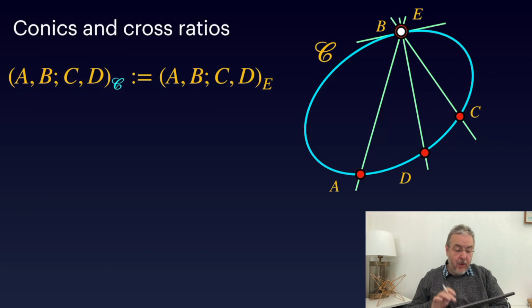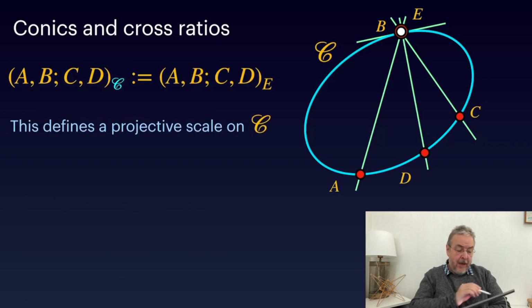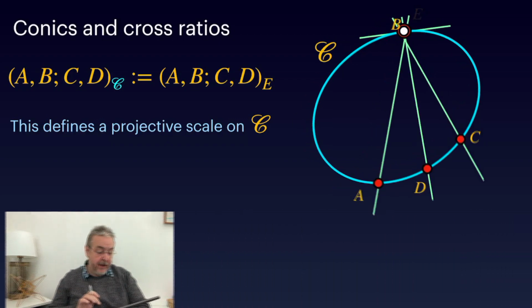And for that, we now want to define a projective scale on our conic in the following way. So we see that 4 points determine a cross ratio. So if we fix 3 of those points, and we will fix later on point B, A, and D, and we move around C, then this cross ratio here will take all the numbers in R and the value infinity.